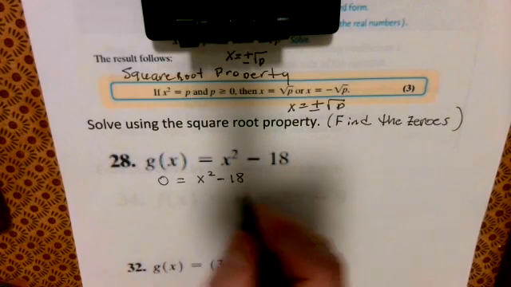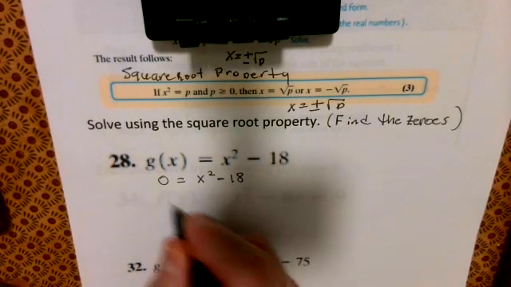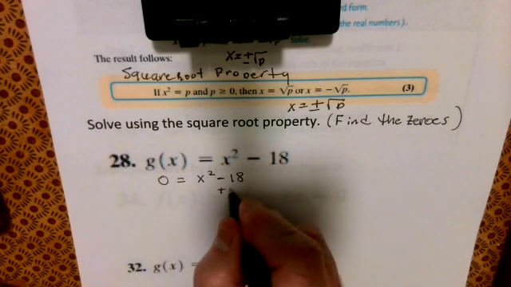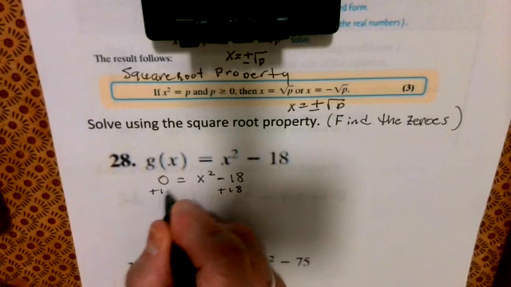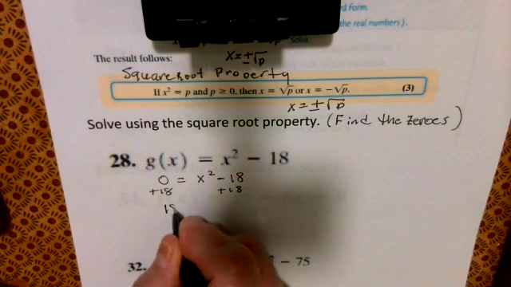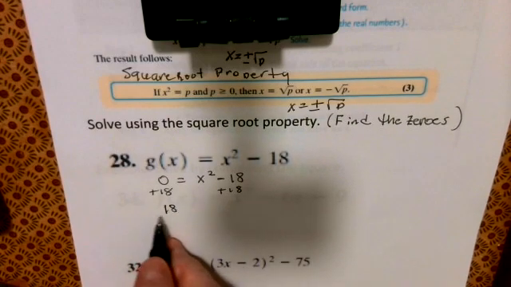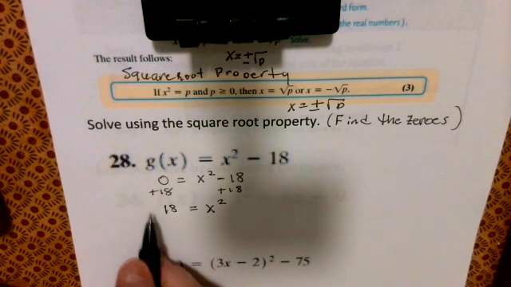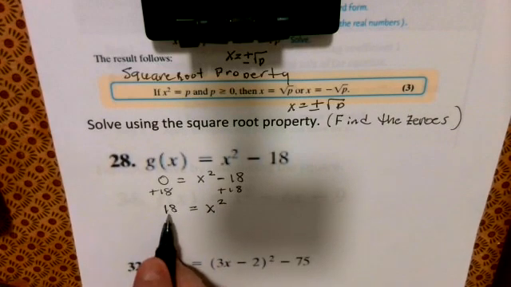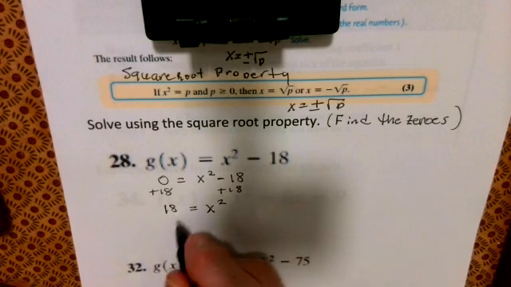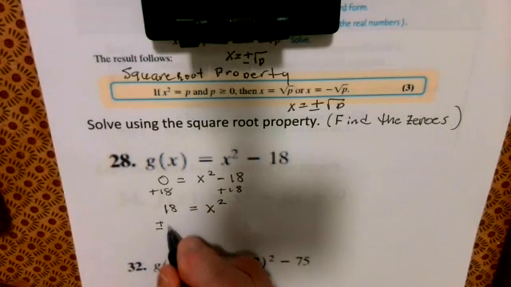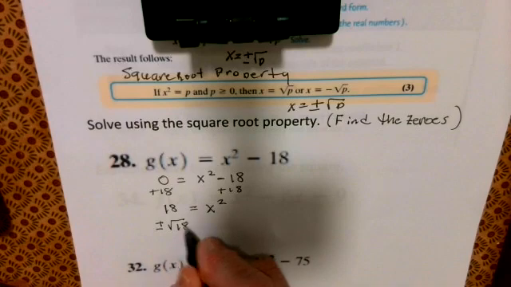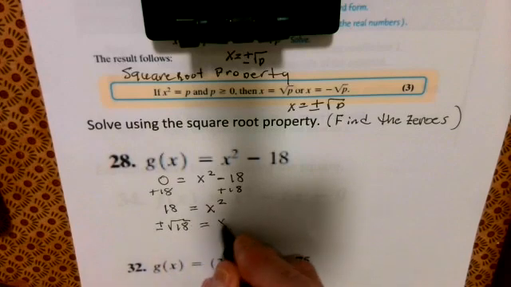But what we want to do, we're going to add 18 to both sides. In this case, we don't want to set it equal to 0. We want the constant over on the other side. And then 18 is positive. So then what we're going to do is go plus or minus the square root of 18. And that's going to be equal to x.